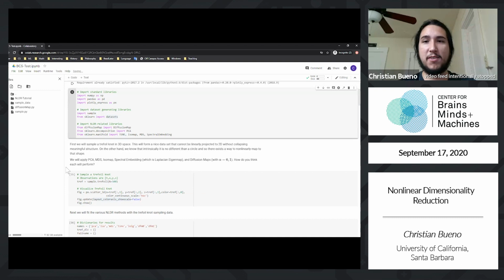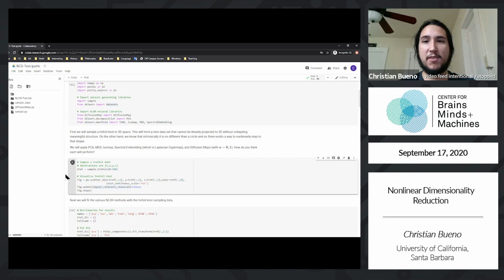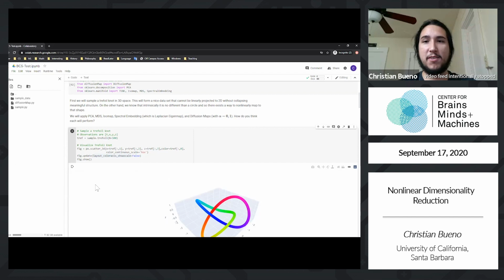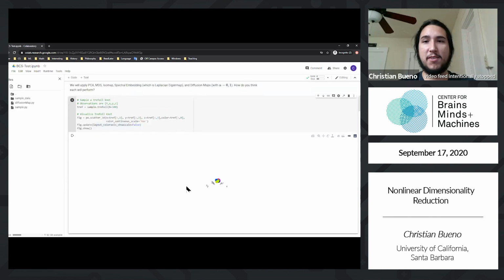So the first thing is just going to be to sample our trefoil knot and to visualize it. Just taking a minute. There we go. Oh, oops. Why did that happen? Okay. There we go. Too close. All right, so that's our trefoil knot.